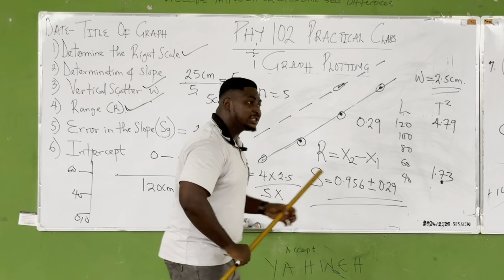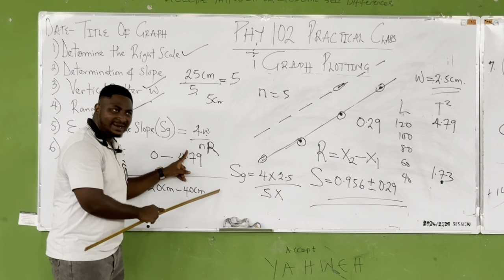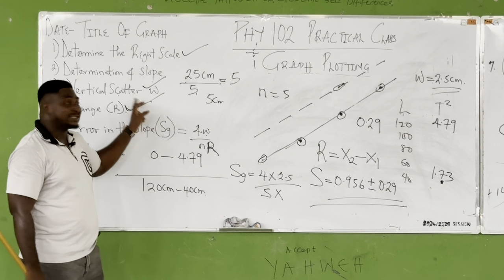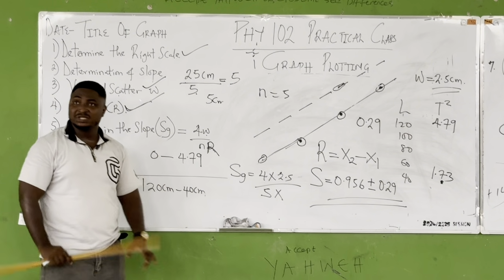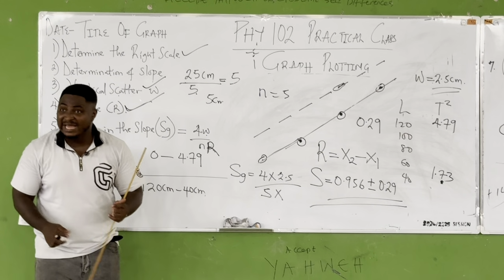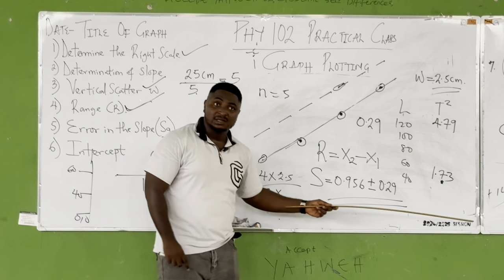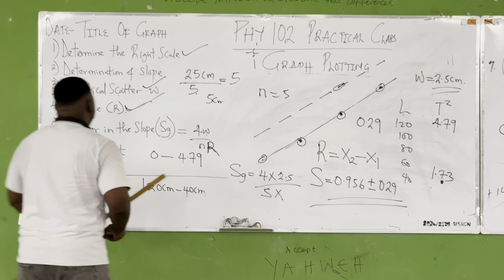How do you calculate the error in the slope again? 4W all over N R. W represents your vertical scatter. Your N represents your number of observations. Your R represents your range. What's the range again, class? The difference between the highest observation and the lowest on the X axis. On the X axis.